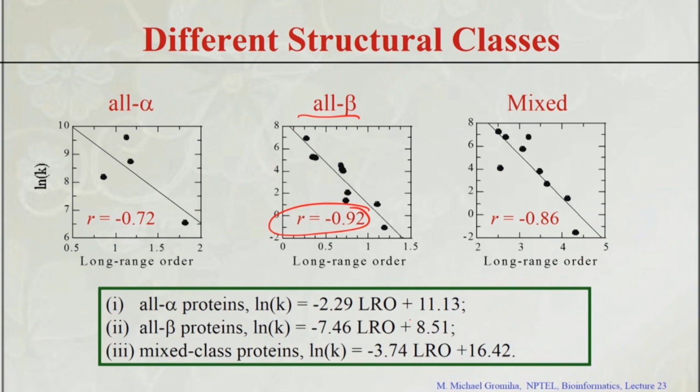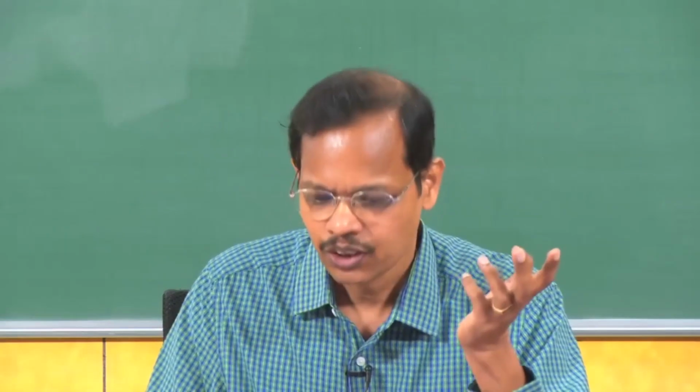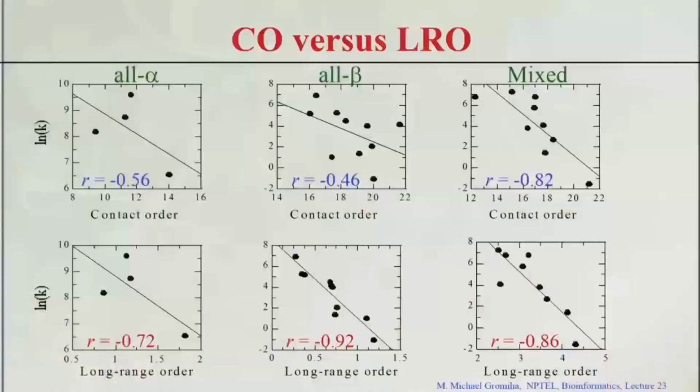This is the equation for getting the ln kf for all alpha proteins, all beta proteins and the mixed class proteins. Here y is the ln kf, and on the x axis we have only the long range order. Now, we compare the contact order and long range order. Some classes you can get comparable results, some classes this long range order will perform better than contact order. Which class does LRO perform better? All beta. So, we see the same for all beta, and the contact order is much lower because it includes the short and medium range contacts.